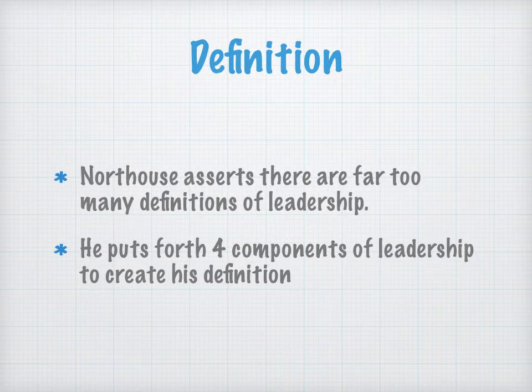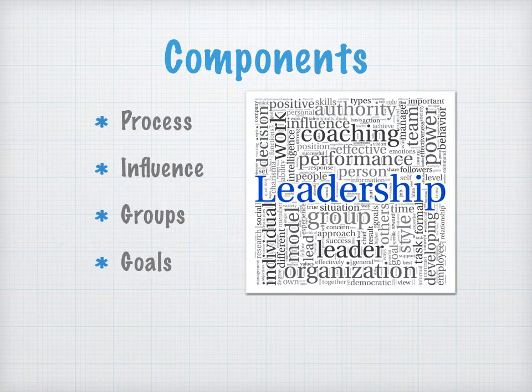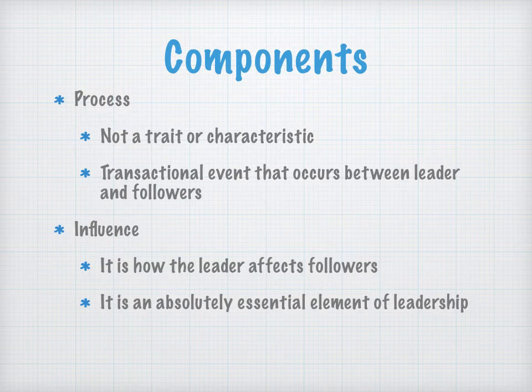But according to Northouse's definition, he asserts that there are way too many definitions of leadership. And so his definition includes 4 components. His definition is really more about the components than about the actual definition. Those 4 components: he describes leadership as a process. Leadership is about influence. It's about doing something with groups. And it's about accomplishing some kind of a goal. So let's break those down a little bit further.